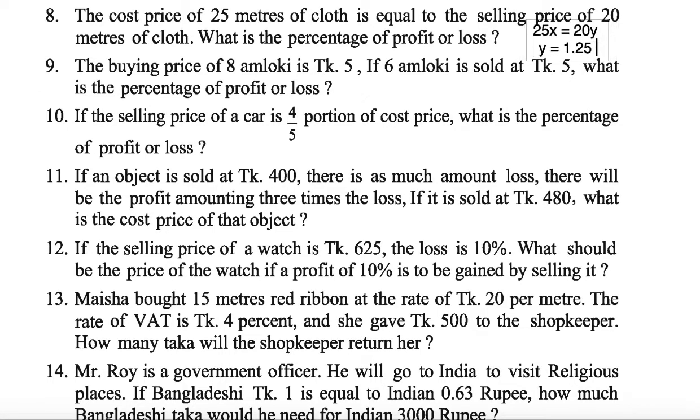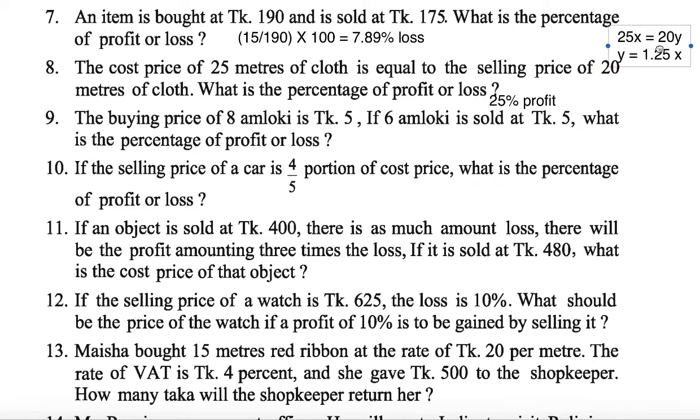Cost price per meter, that is X. Then what is the percentage of profit or loss? In this case definitely profit, because the selling price is more than the cost price. It is nothing but Y minus X by X into 100. So 1.25X minus X is 0.25X, by X into 100 is 25%. 25% is what? Profit. Okay, this is the answer. This is how we sorted it.